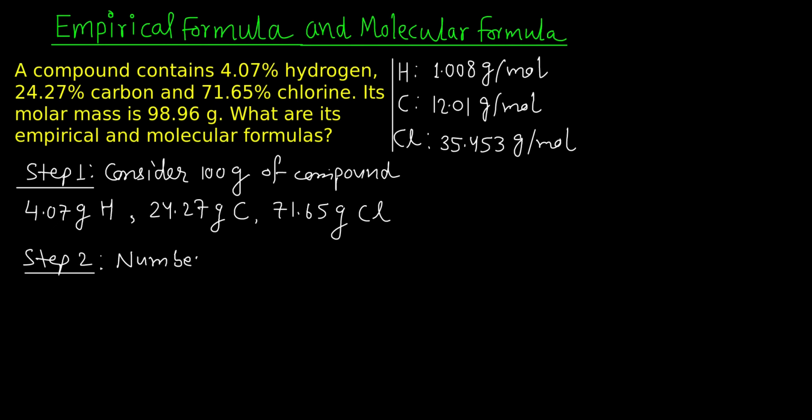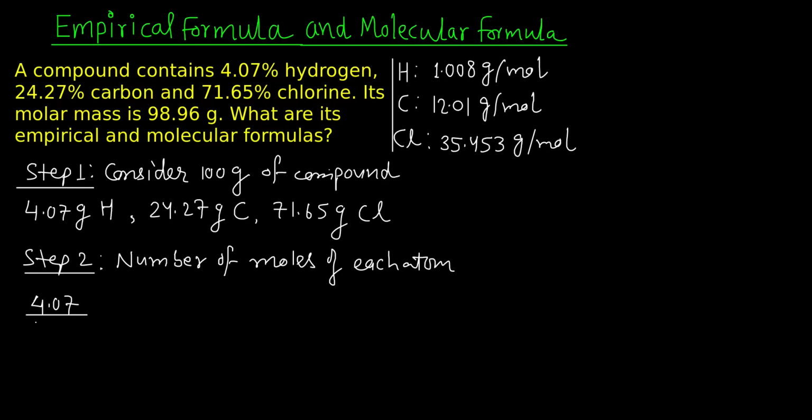So next, step 2, is to determine the number of moles of each atom in that compound. We have considered 100 gram of that compound. So in that 100 gram of compound, how many moles of each atom will there be? The number of moles of hydrogen will be 4.07. How do you determine the number of moles? You determine the number of moles by dividing the mass by the atomic weight.